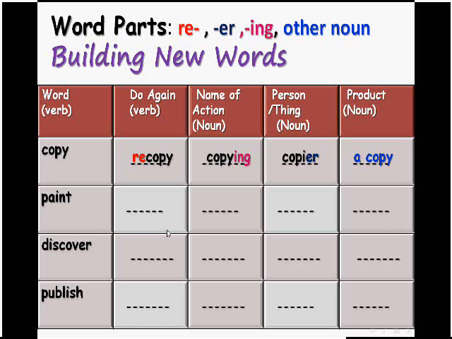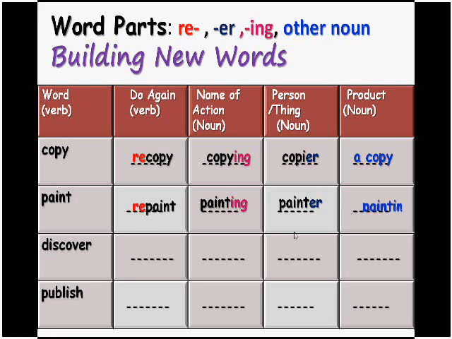Let's have a look at paint, and we are going to do the same. Do again is going to be what? Good. Repaint, which means that you are painting again, let's say your house. The name of the action, again, is painting. A person or thing is the painter. And of course, you bring the painter to paint your house, and the product is a painting.